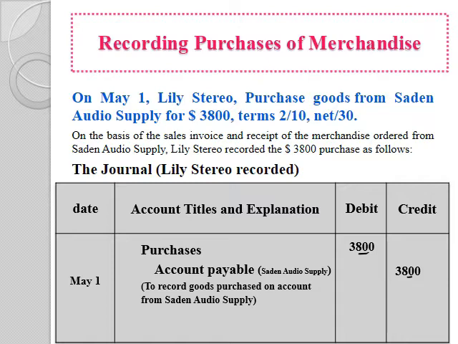Lily Stereo purchases goods on account, or on credit. Purchases increase, so record in the debit side, and accounts payable increase, so record in the credit side, because accounts payable normal balance is credit because it is a liability. Increase, so record in the credit side and the amount in the credit column. To record goods purchased on account from Sadin Audio Supply.